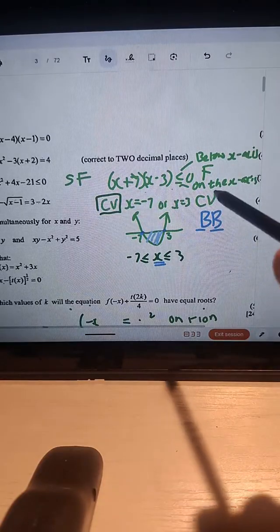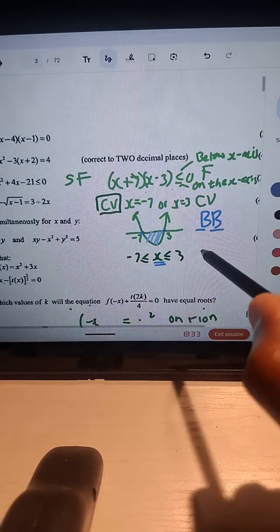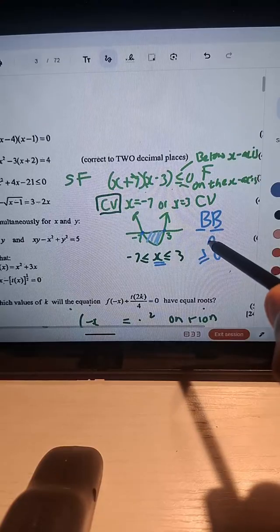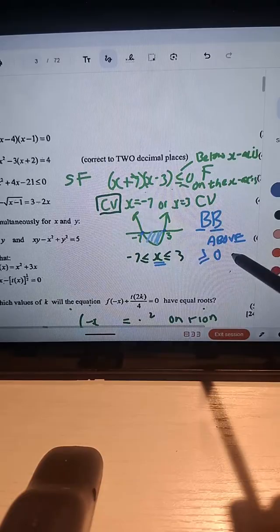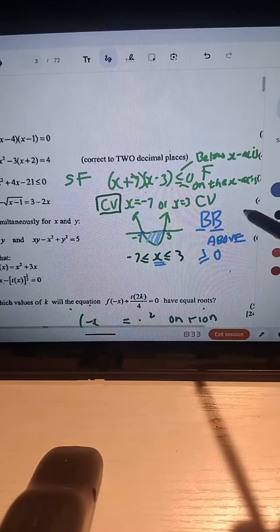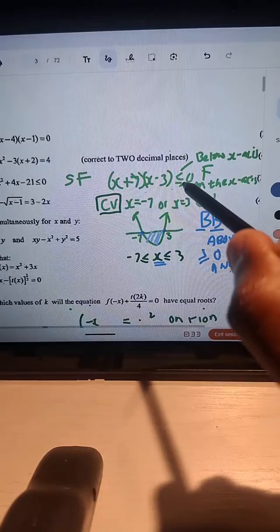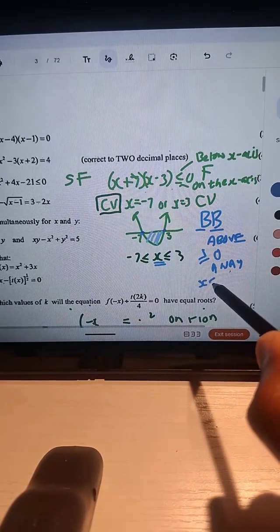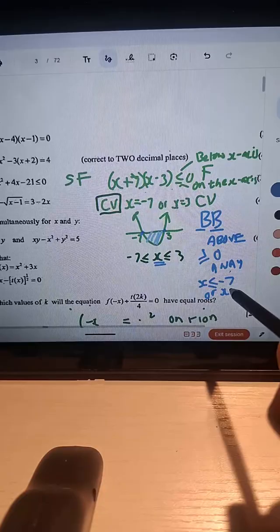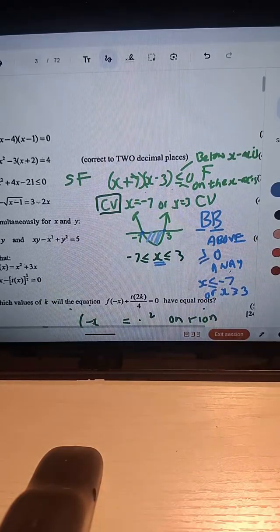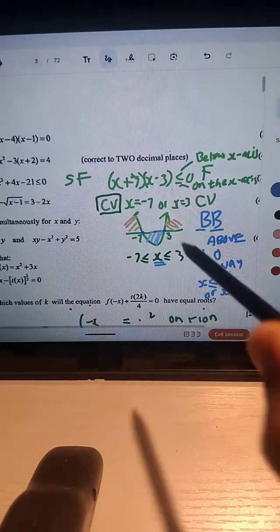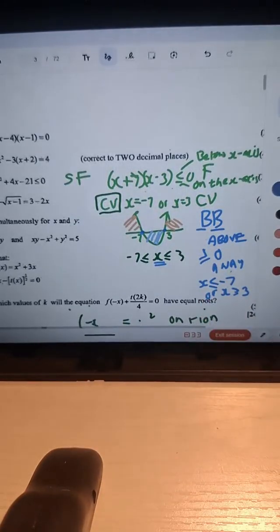If the inequality sign was greater than or equal to 0, that would mean above the x-axis, and away. The greater than part means above the x-axis, so the answer would be above and away from the critical values. I would have said x is less than or equal to -7, or x is greater than or equal to 3, because the answer lies on this side and that side. This side x is less than -7, this side x is greater than 3. If there's an equal sign we include it; if there's no equal sign, we don't. Hope that makes sense, guys.